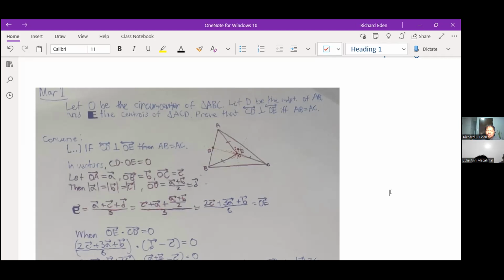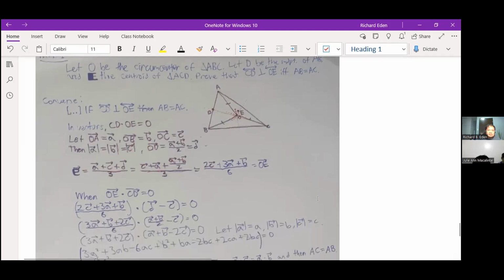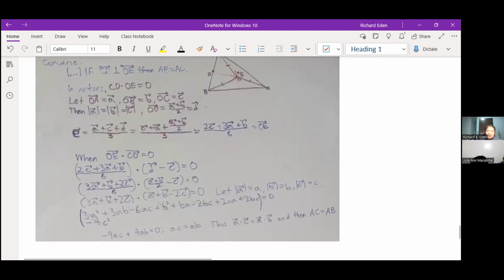this is OE. And then OE dot CD is equal to 0 if and only if, all right, this dot product is equal to 0. So 2C plus 3A plus B over 6 dot CD, which is D minus C. And then D is A plus B over 2 minus C, and then multiplied by 6 and 2, so A plus B minus 2C.